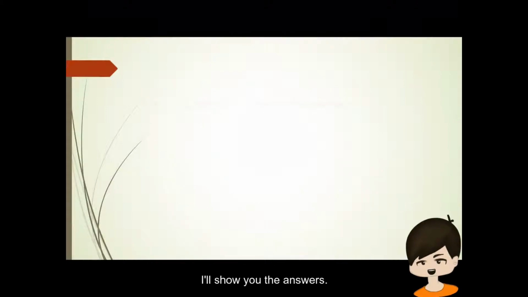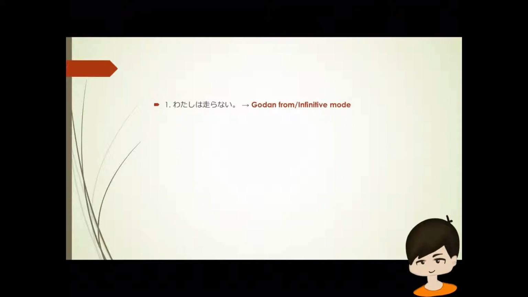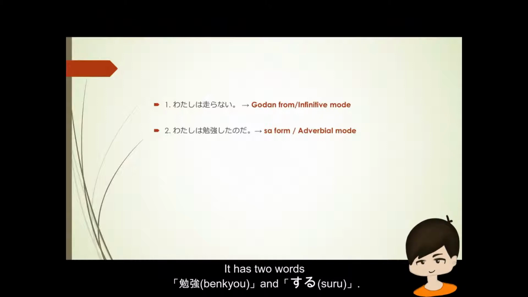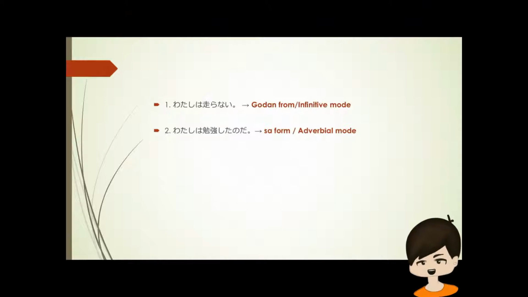Now I will show you the answers. Number 1. It was godan form and infinitive mode. Maybe it was easy for you. Number 2. It has 2 words, 勉強 and する. So this is the sa form. And した is the adverbial mode.